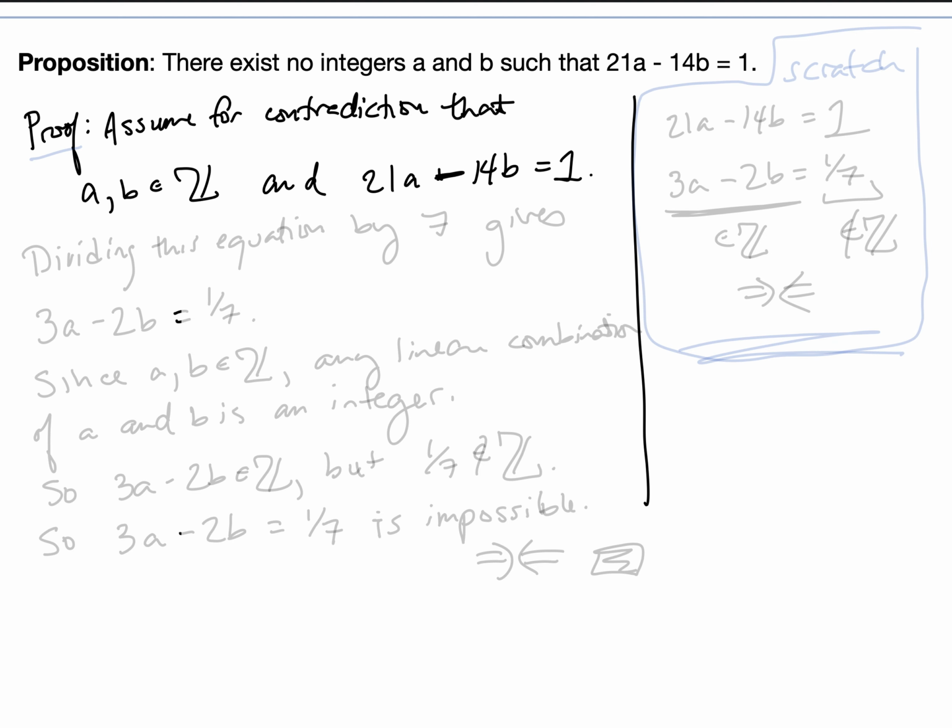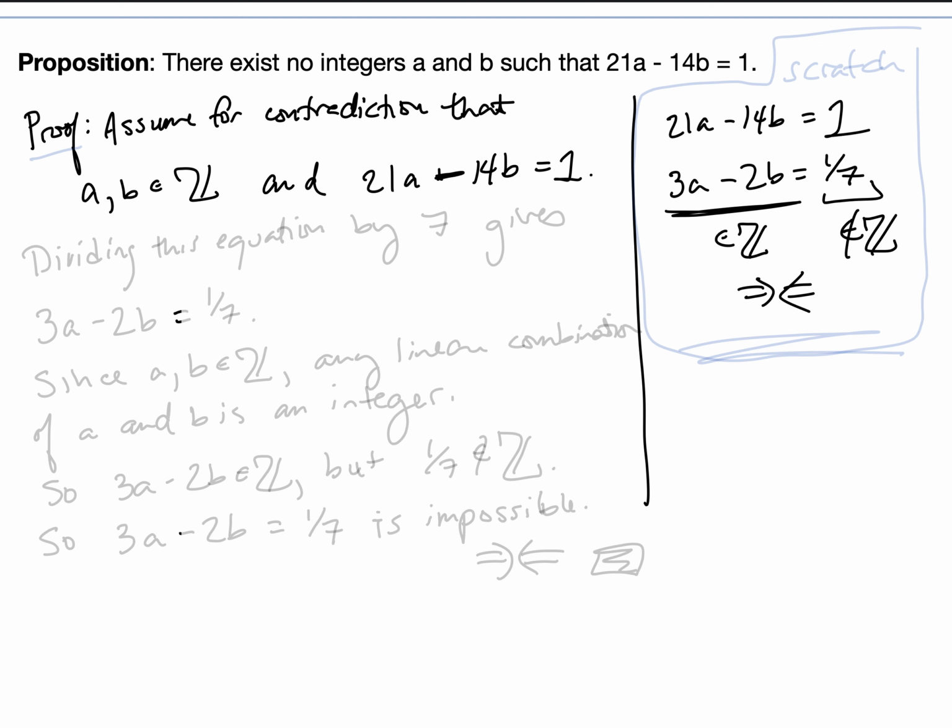Now let's think over on the side about what our goal might be. So we're trying to arrive at some kind of contradiction. We are assuming that 21a minus 14b is equal to 1. When I look at that equation, one thing I notice is that on the left-hand side, both of those are multiples of 7. So I could divide the whole equation by 7, and that would give me 3a minus 2b is equal to 1/7. And so over here I have a linear combination of integers, and so this is in the integers, and over here I have something that is not in the integers. So I have an integer being equal to a non-integer, and that is my contradiction.